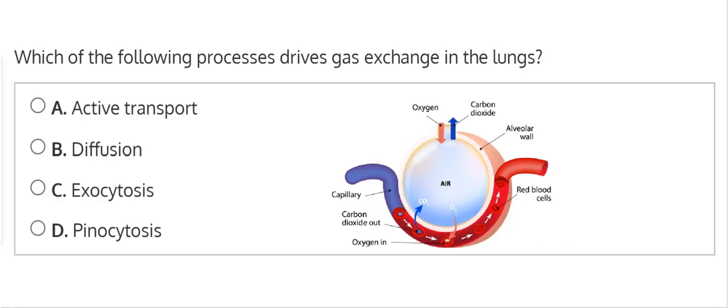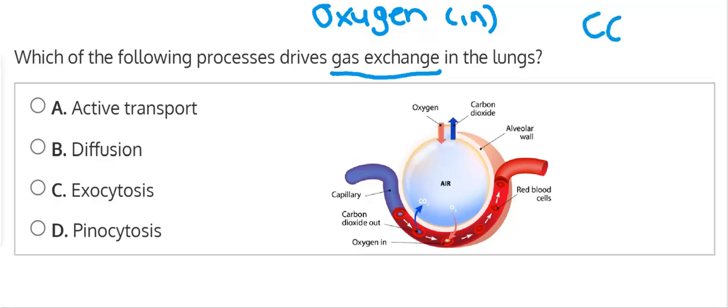Which of the following processes drives gas exchange in the lungs? And gas exchange is referring to this process of allowing oxygen in. So we bring in oxygen, which we inhale, and we want this to enter the bloodstream because we need oxygen to fuel our body. And we have CO2, which is a waste product, which we want to be removed from the body, so we want that to go out of the body.